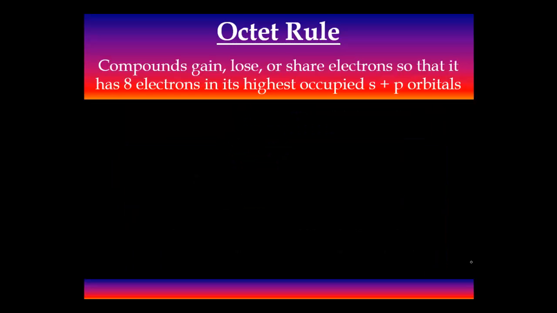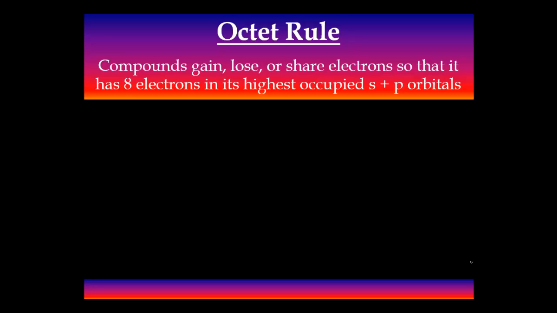So when we start looking at bonding, we know that compounds will gain, lose, or share electrons, but they will share them in such a way that they follow the octet rule, and that is that it has 8 electrons in its highest occupied s and p orbitals. So octet, 8, and again we're looking at highest occupied s and p. Which elements have full s and p? Those are the noble gases. So again, we are going to gain, lose, and share so that everything feels like a noble gas.